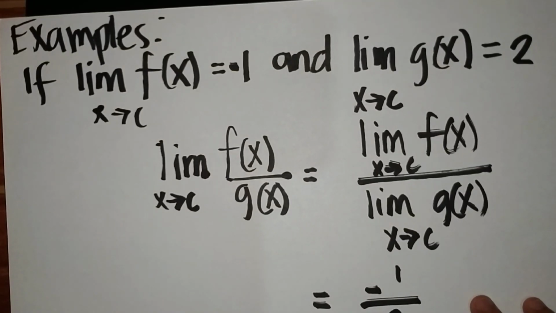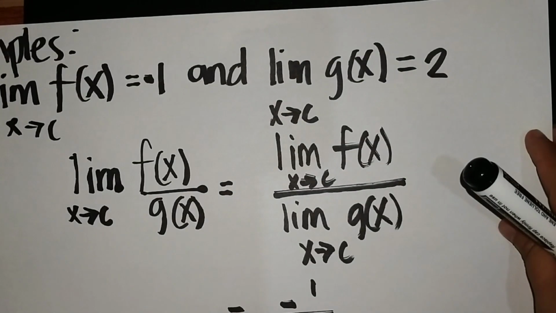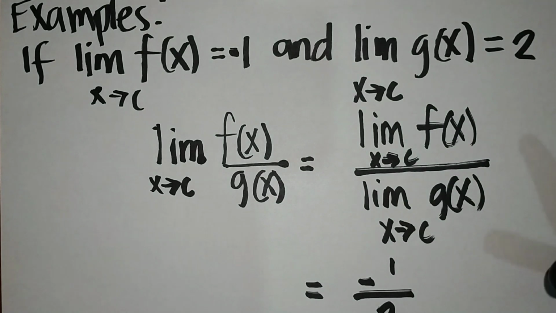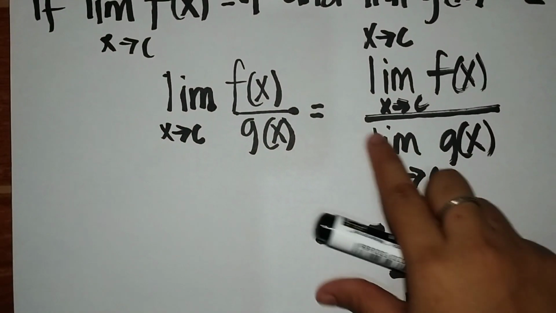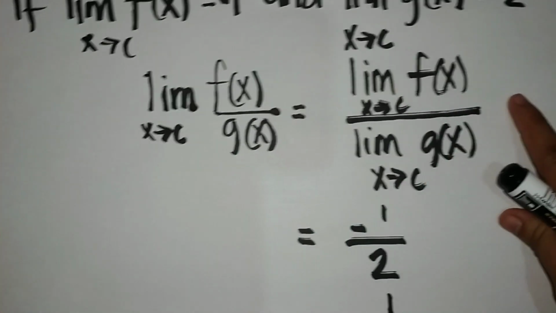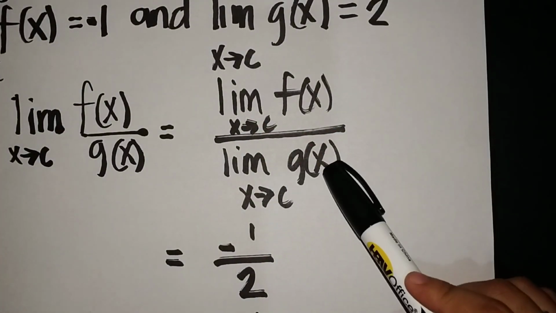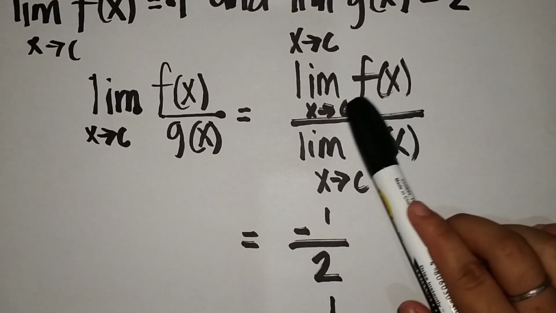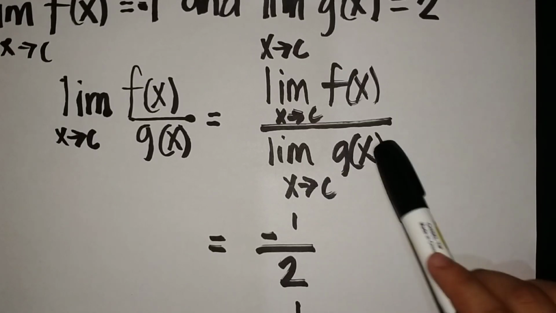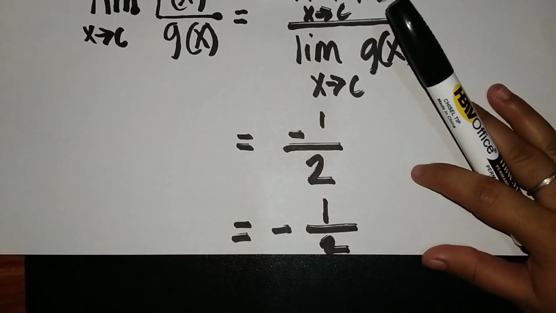Our example: we let the limit of f of x be equal to -1, and the limit of g of x be equal to 2, as x approaches c. So the limit of f of x over g of x as x approaches c is equal to the limit of f of x as x approaches c over the limit of g of x as x approaches c. We know that the limit of f of x is -1, so we have -1 over the limit of g of x, which is 2. So we have -1/2. So our limit is -1/2.